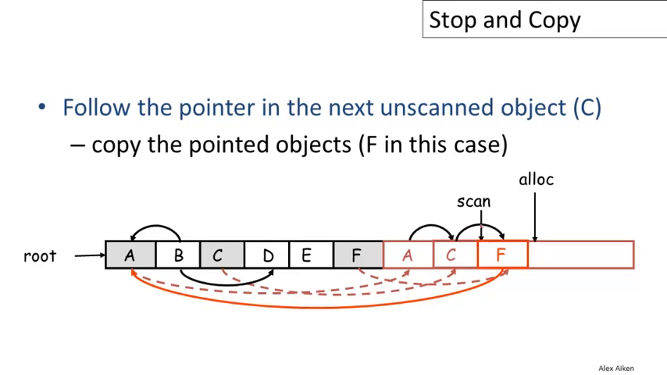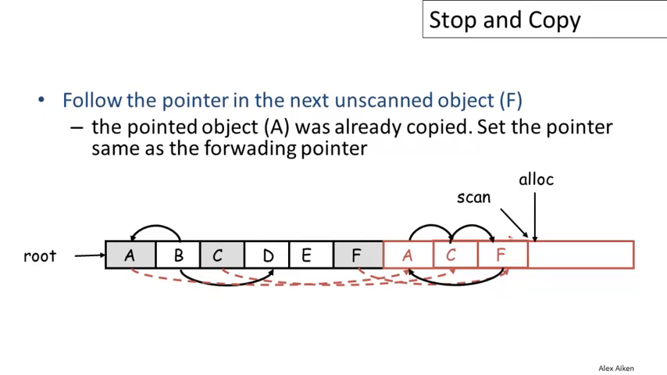So the scan pointer moves past C, and of course, F again is a bit-for-bit copy, and so all its pointers into old space are still pointing to old space. In particular, F points to A, and the allocation pointer is moved again because we moved F. All right, and now we have to process F. And this will be the last object that we move.